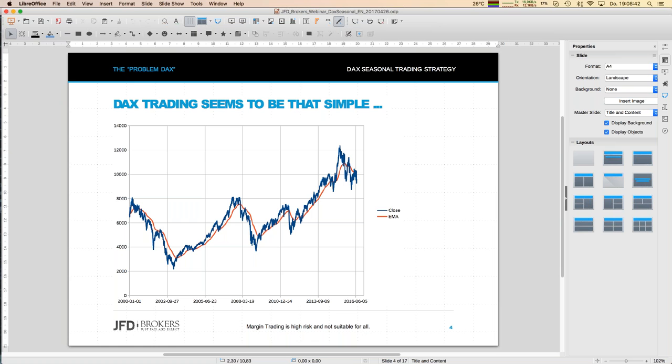Even my grandma would be able to find the right trades in this chart, and nothing against grandmas, but mine is 90 years old.